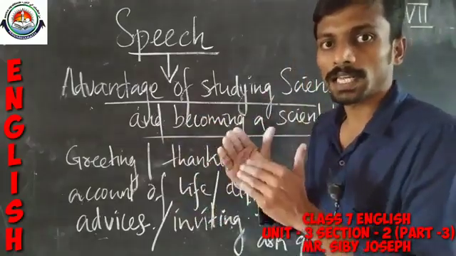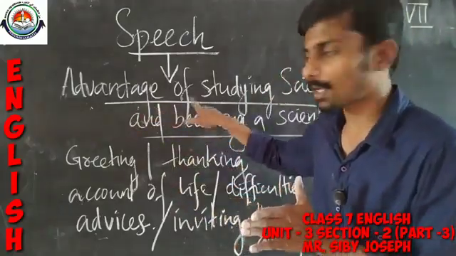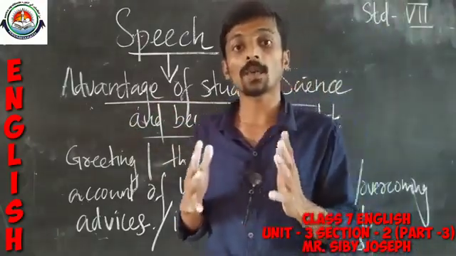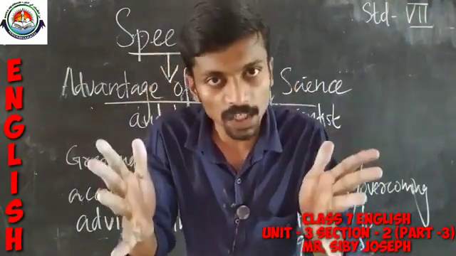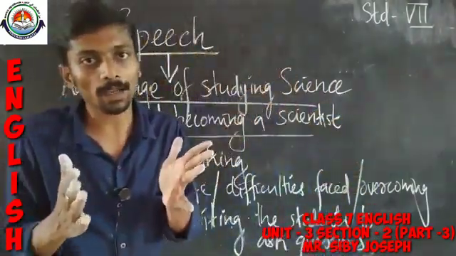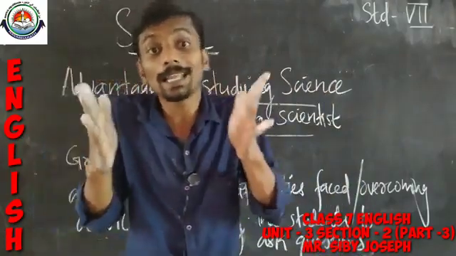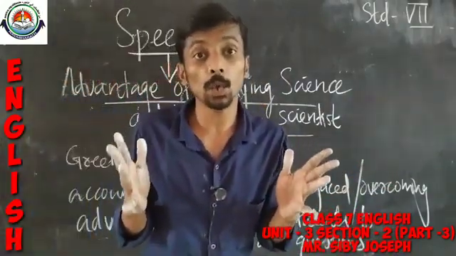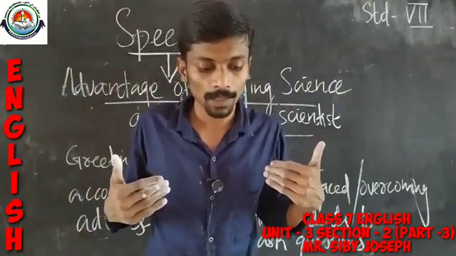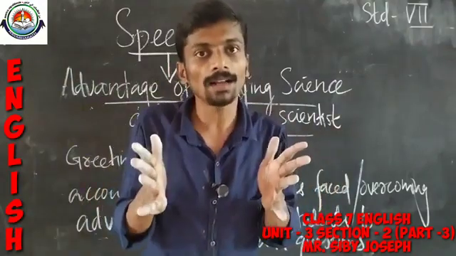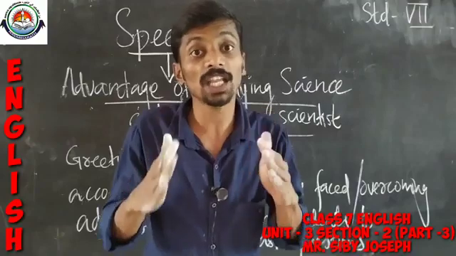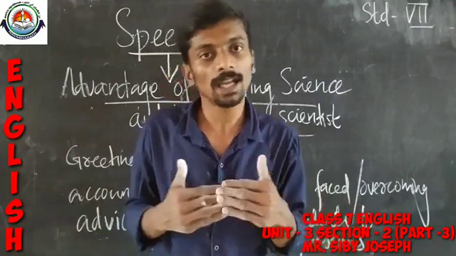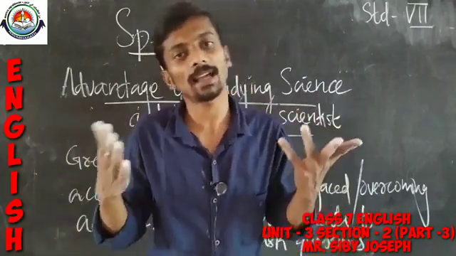So, you are asked to deliver your lecture on this topic, advantage of studying science and becoming a scientist. So, you have to give a motivational speech to the students on the importance of studying science and becoming a scientist. And for that you have to use expressions like I and me, because you are Anuradha TK and you are sharing your own experiences. So, the narration should be in first person. You can use I and me.